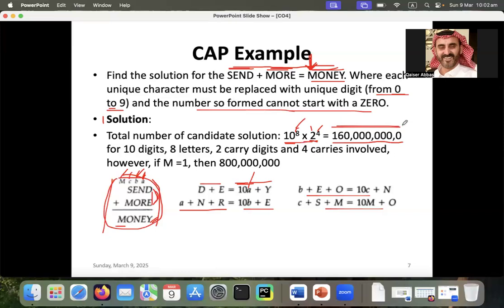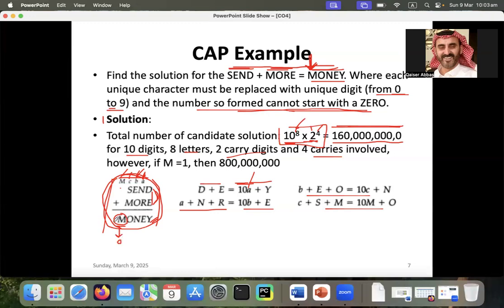This is the total number of options for 10 digits, 8 letters, and 2 carry digits for 4 carries. By using these numbers in the equation, you get the total number of options that you have to see to find the answer for this problem. But some information is given in the question that the number cannot start with 0, which means from the left, here, you cannot introduce 0.